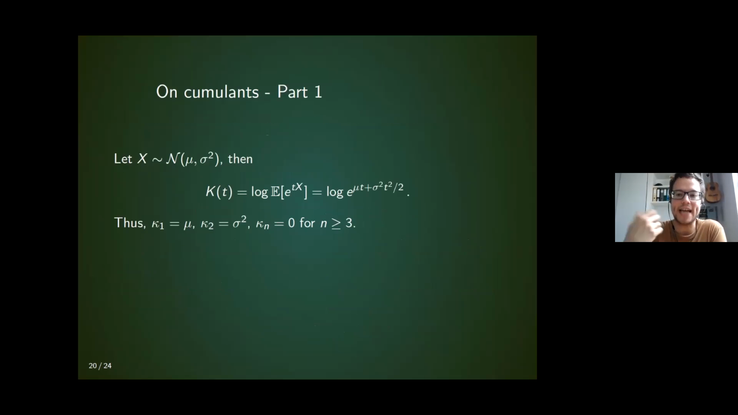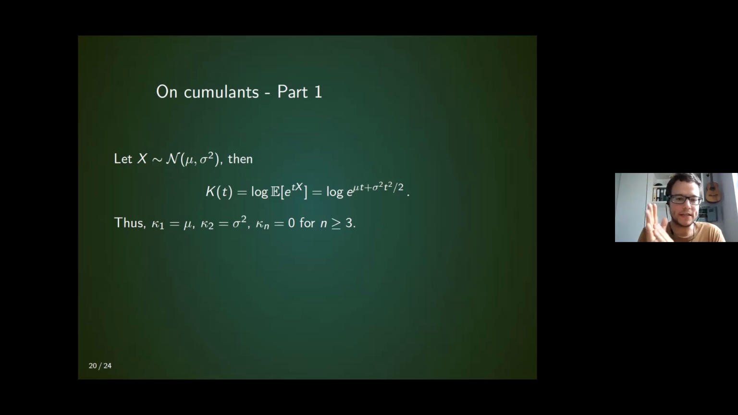If x has a Gaussian distribution, say with mean mu and variance sigma squared, then it's pretty straightforward to compute these cumulants, because in this case we can compute the expectation pretty precisely to obtain this term. And from this, you can really read off the cumulants. In this case, the first cumulant is equal to mu, the mean, and the second cumulant is equal to sigma squared. So you see that in the exponential there are no higher order terms, which implies that all higher order cumulants are simply zero.